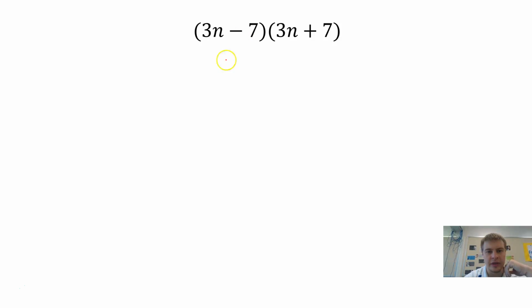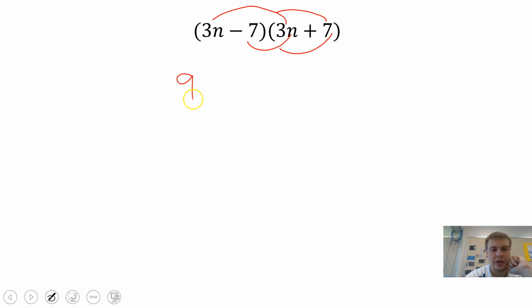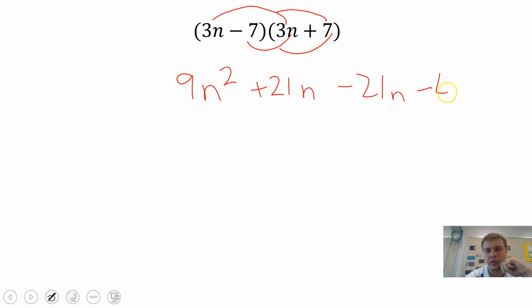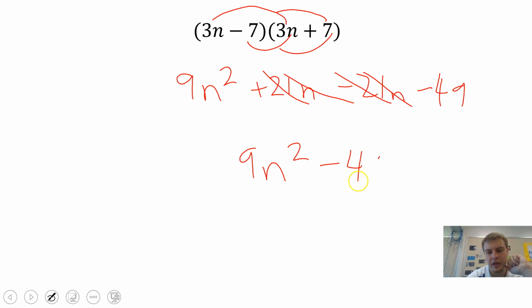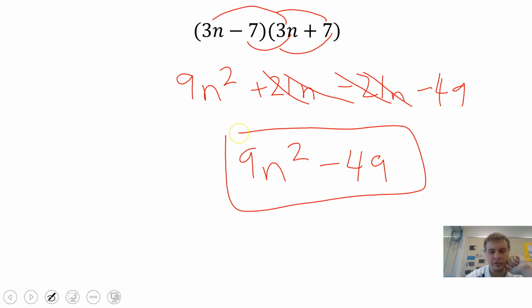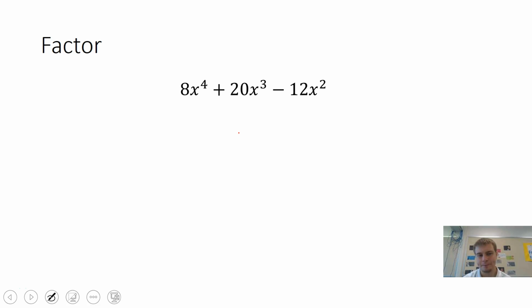Okay, so for this right here, again, you have this written out, so we're going to just distribute. When I distribute, I'm going to get 9n squared plus 21n minus 21n minus 49. Because these things are the same, they're going to cancel out. I'm going to be left with 9n squared minus 49. So when you distribute all those things, just make sure that you multiply the numbers and then you combine all your like terms after you've multiplied all your numbers. Let's do the next example.